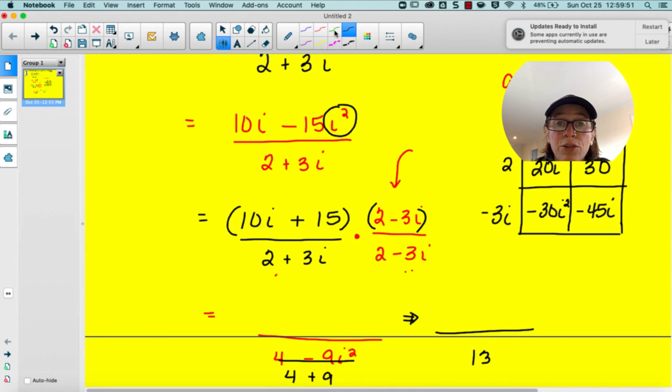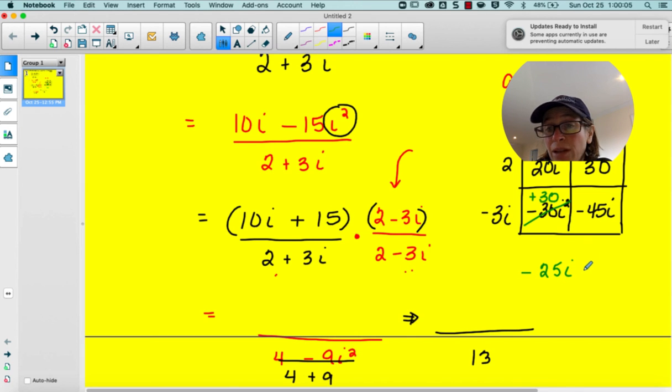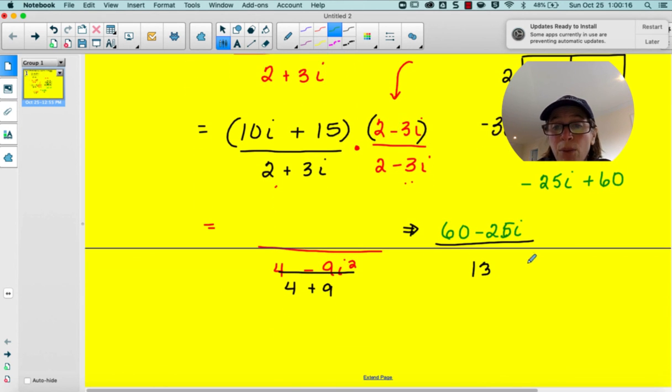Okay, so I'm going to simplify that. So first of all, -30i squared is going to become positive 30 when I evaluate it with -1. And the 20i and -45i is going to give me -25i plus 60. I'm actually going to rewrite that in a plus bi form, so that's 60 minus 25i. Now, the only final step you have to make is a plus bi form. We wouldn't keep this separate. We would write it as 60 over 13 minus 25 over 13i. So that would be a plus bi form.